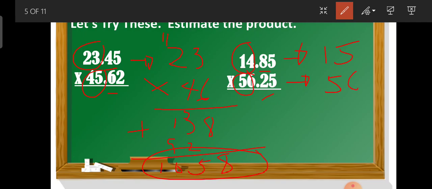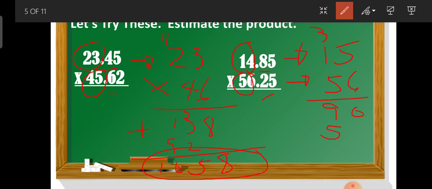And then you multiply to get the estimated product. So 6 times 5 is 30. Write 0. Regroup 3. 6 times 1 is 6 plus 1 plus 3 is 9. 5 times 5 is 25.